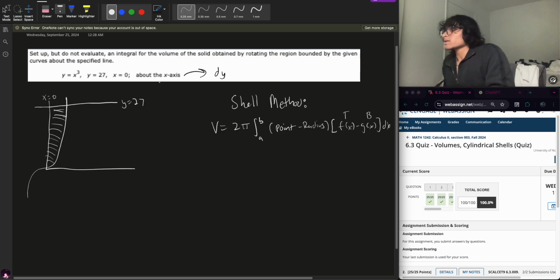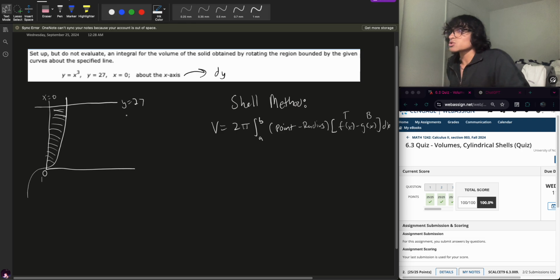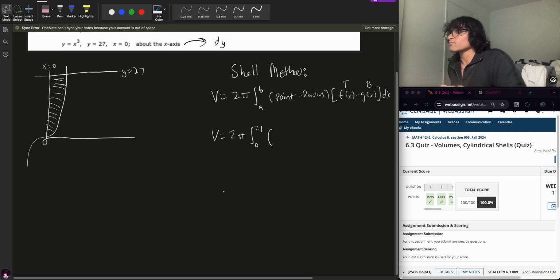So since we're rotating about the x-axis, our bounds are actually already given. We're going to start from 0, but because we're doing it with respect to dy, this y, which is y equals 27, that's already a given, which means that our bounds for this problem are going to be from 0 to 27. So 2 pi from 0 to 27. So let's find our point radius now.